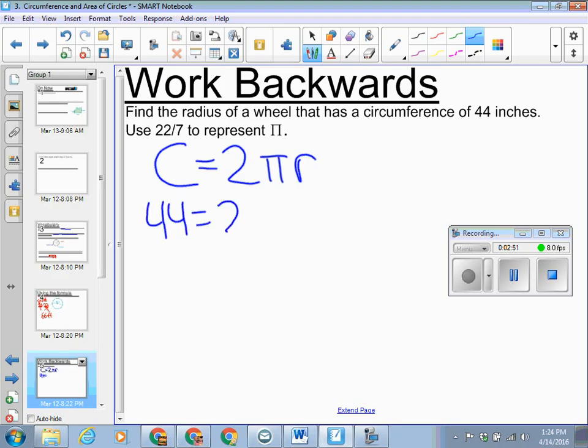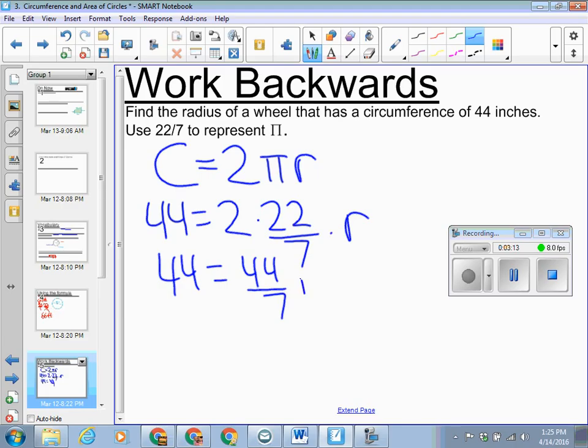And we have our 2 there. We're going to use 22/7 for pi. And we've got to find the r. So we're going to simplify the right side of the problem. 2 times 22/7 equals 44/7, and times our r, which we don't know yet. It's now a one-step equation.